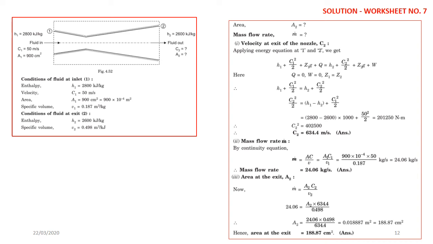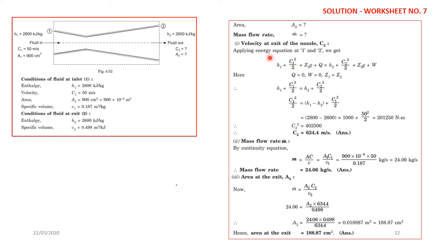So here, if you see, there is a formula, this is the thing which is given here. So again I drew the diagram, and these are the input data. H1 is given, C1 velocity is given, area is given, I converted to meter square, 910 power minus 4, and specific volume 0.187, and enthalpy H2 is given, and V2 is also given in the given data. These are all given data. So we have to find the velocity and exit area.